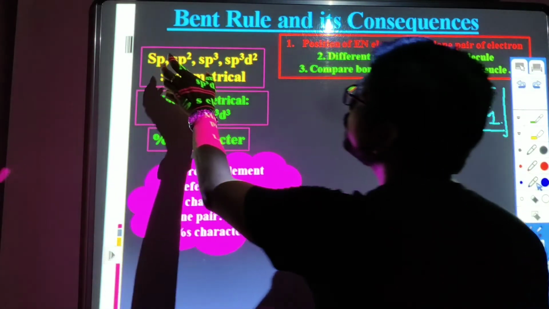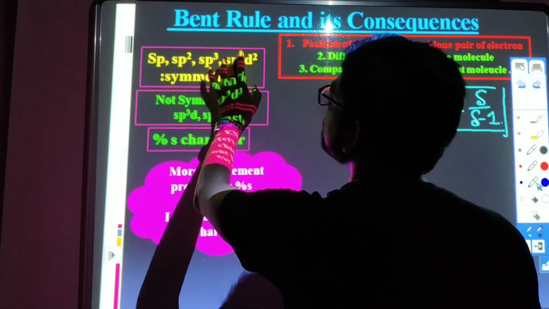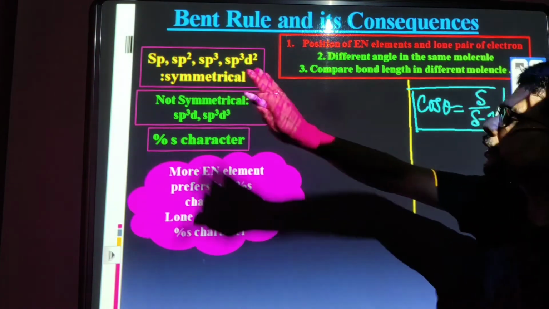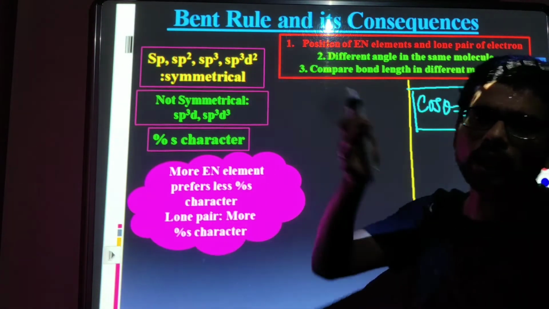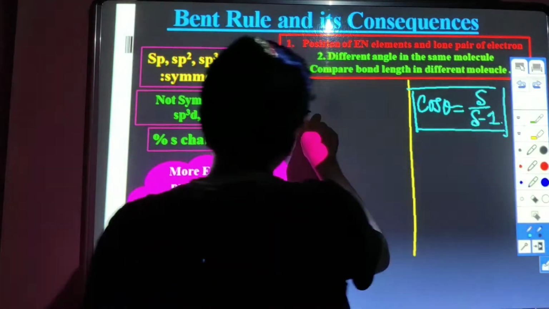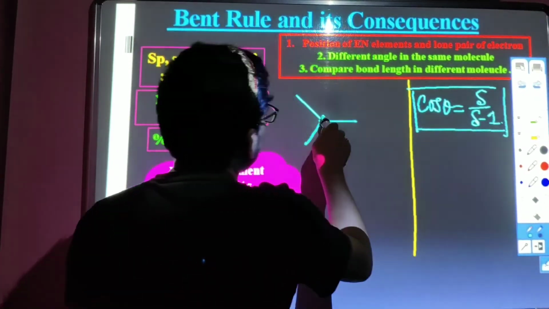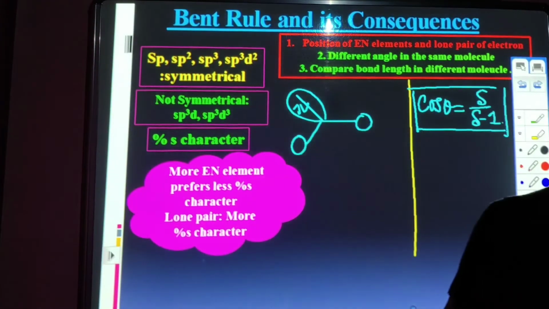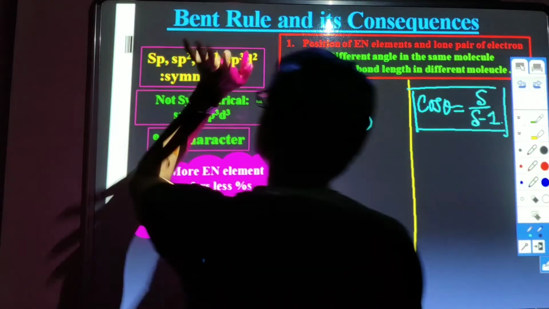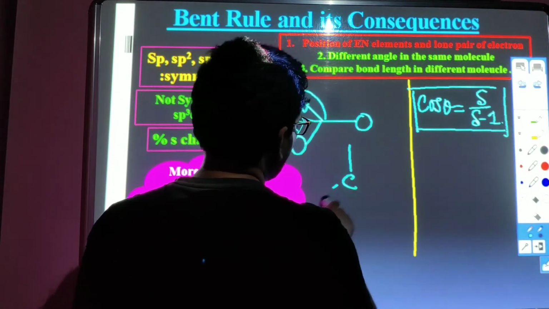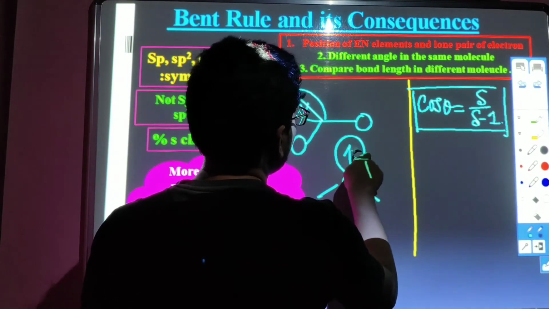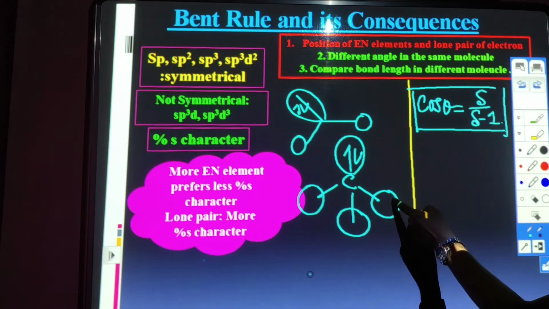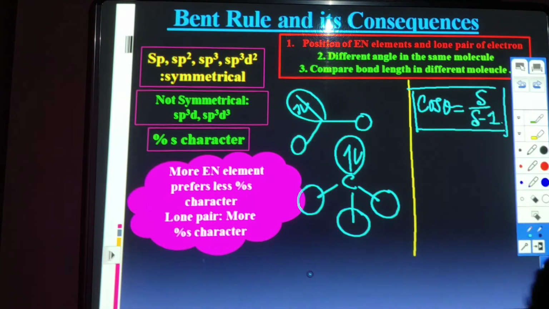Okay, let me tell you now one thing, that sp, sp2, sp3, sp3d2, these hybridized orbitals are symmetrical hybridized orbitals. It means wherever you put a lone pair or a bond pair, it won't create any problem. It's very easy. If you take say sp2, if someone puts a lone pair here and a bond pair here, it's perfectly all right. For sp3, put a lone pair here, bond pair here, bond pair here, no problem. Or else you can put a lone pair here or here. It won't create any problem.